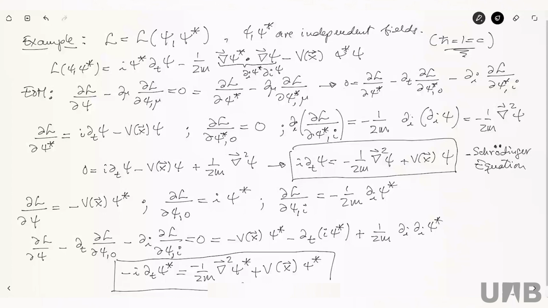So what equation is this one? Is the complex conjugate of the Schrödinger equation? Absolutely. Complex conjugate of the previous Schrödinger's equation. Exactly. So it's not a different equation. It's the same, but for the complex conjugate. You just complex conjugate this thing, and you get this thing.